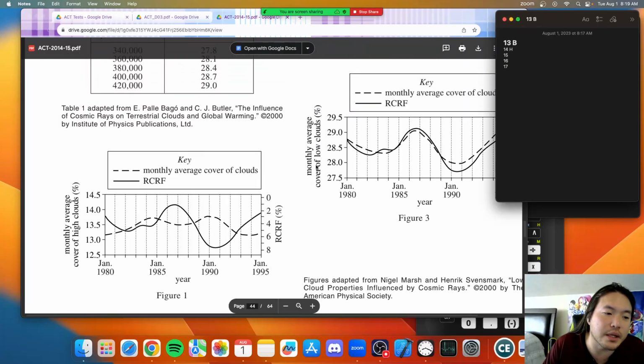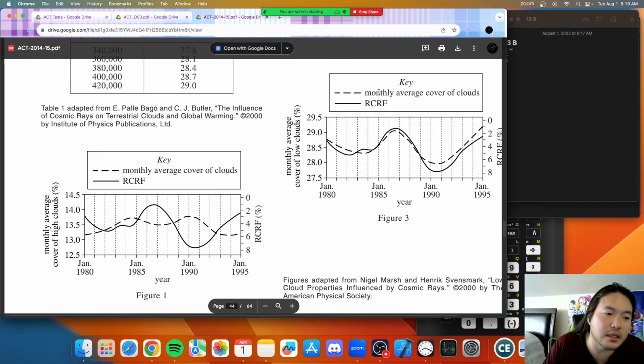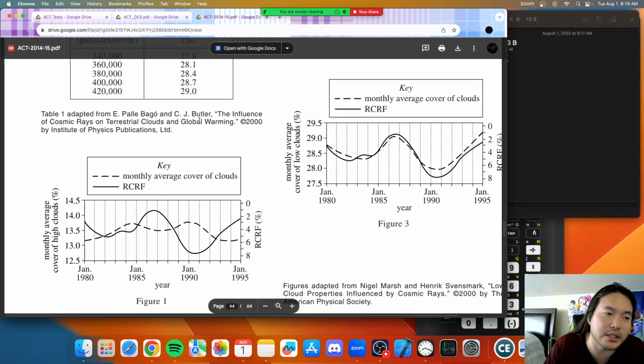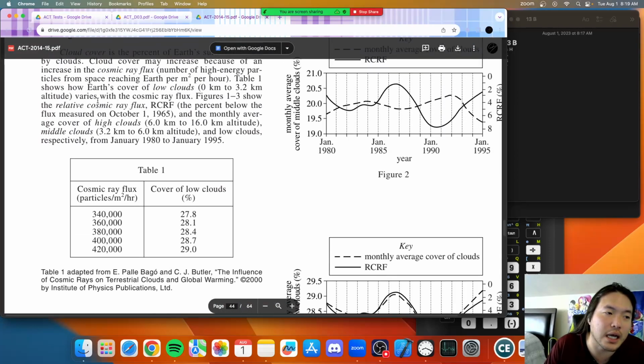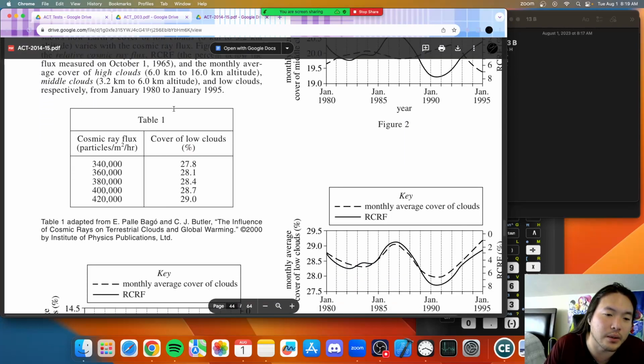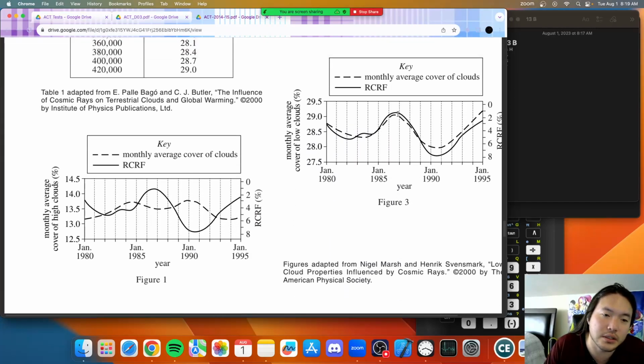And here, they ask you to look at figure 1 and figure 3. We have those two right here. And this is exactly what I was talking about earlier, right? I definitely anticipated this question. Yeah, absolutely, it fits. In the passage and in the table, they say that the cosmic ray flux is affected by the low clouds. And the data here shows that very clearly.